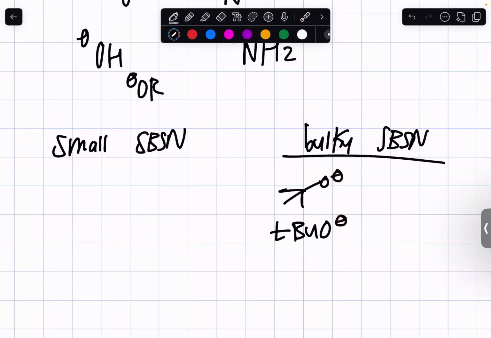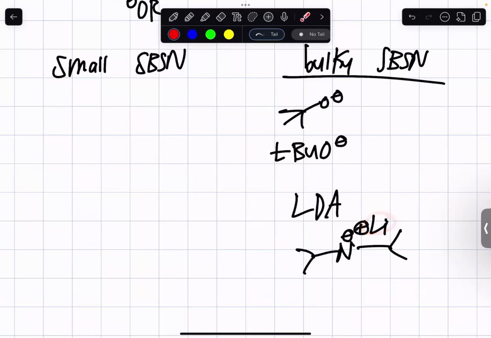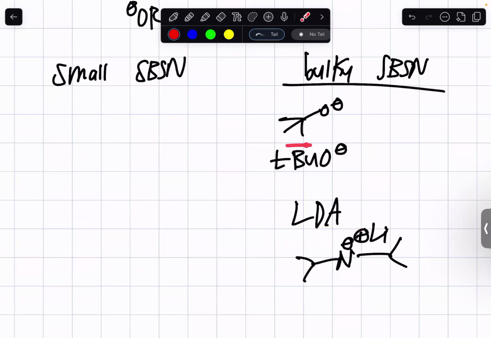So this is a bulky, strong base, strong nucleophile because we see this bulky R group, the tert-butyl group, right? Which is this tBu over here. Another thing that you can see is LDA, which in bond line form would look like this: lithium here, and this nitrogen here with the negative charge, with two bulky isopropyl groups attached to it. So when you see LDA or tert-butoxide, think of a bulky, strong base, strong nucleophile.